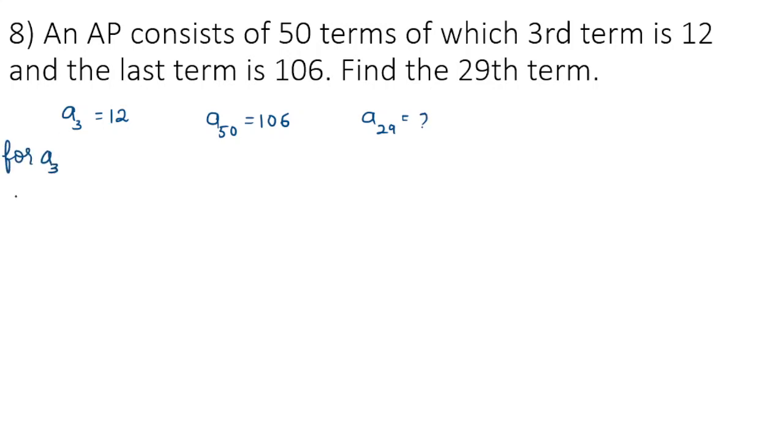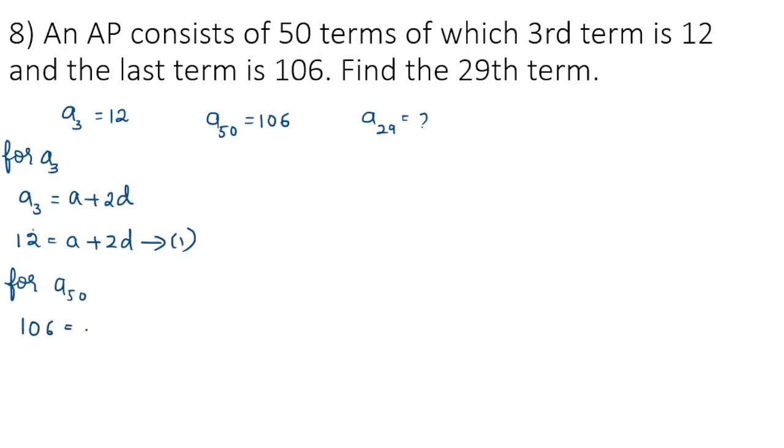For A3 we can write A3 is equal to A plus 2D, which means 12 is equal to A plus 2D. So this is equation 1. Next, for A50 we can write directly. I'll write directly. 106 is equal to A plus 49D, isn't it? So that is equation 2. Next, what we have to do?